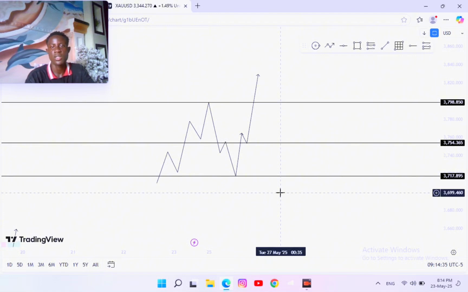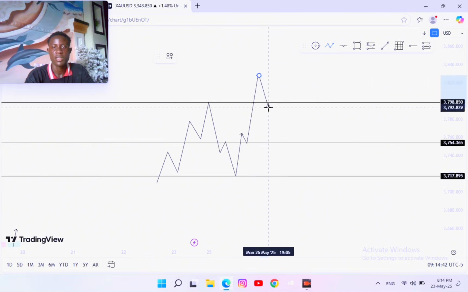So there's nothing much. All I'm waiting for is for price to come back to my key level and give me the setup that I trade. In my next video I'm going to show you guys the setup that I trade, how I take my trade, the entry and the exit strategy. So this is simply for a buy scenario, and this is how I mark out my key levels.